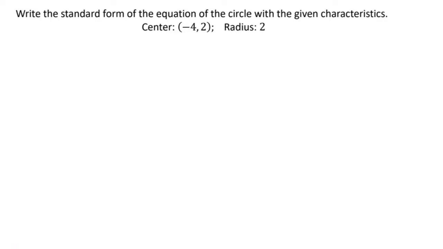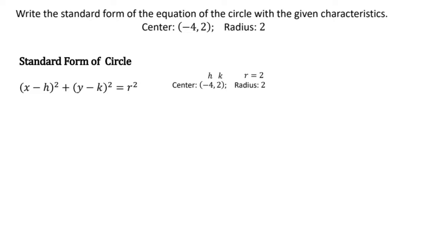Let's look at a circle now. The standard form of the equation of a circle with given characteristics. We know that the standard form of a circle is (x minus h) squared plus (y minus k) squared is equal to r squared, where h and k are our center and r is referred to as our radius.